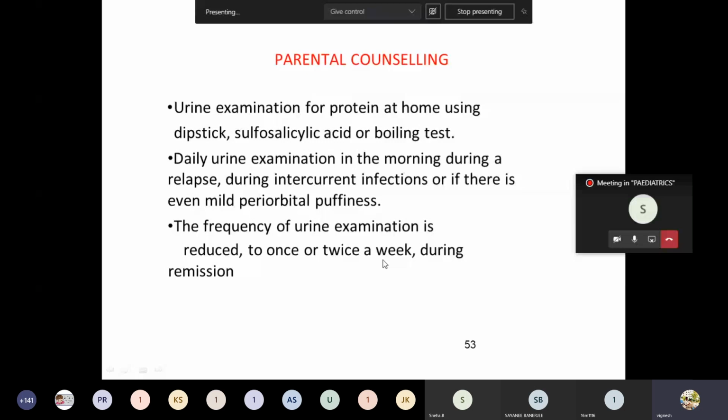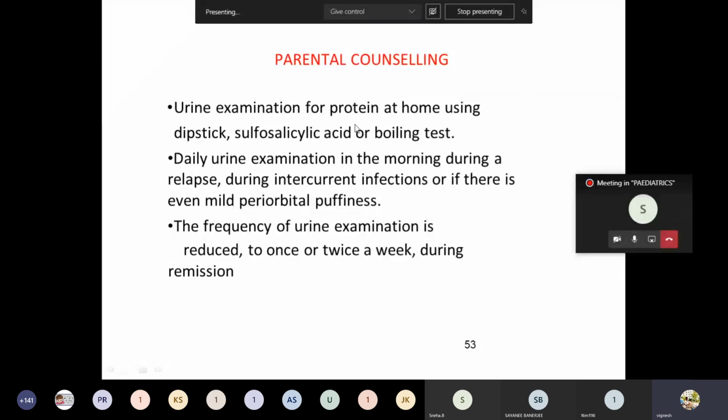Parental counseling should be done. Very important. Please tell them how to do urine examination of the child. The regular urine examination should be done at home by using the dipstick. I already told, sulfuric acid is a little bit difficult. The boiling test is also different. So nowadays dipsticks are available in the pharmacy. You can show them how to use it, and it is already color coded.